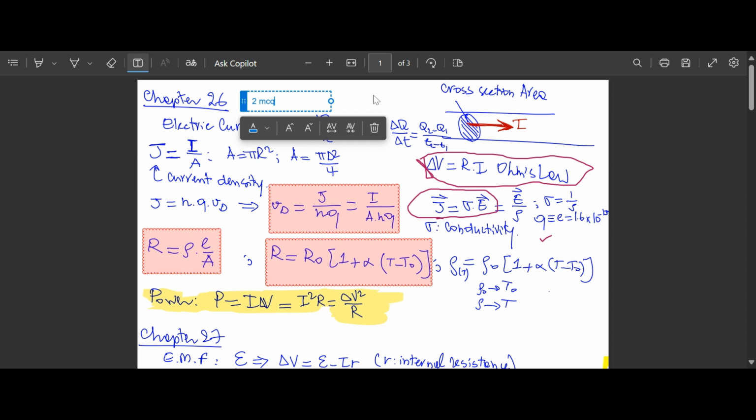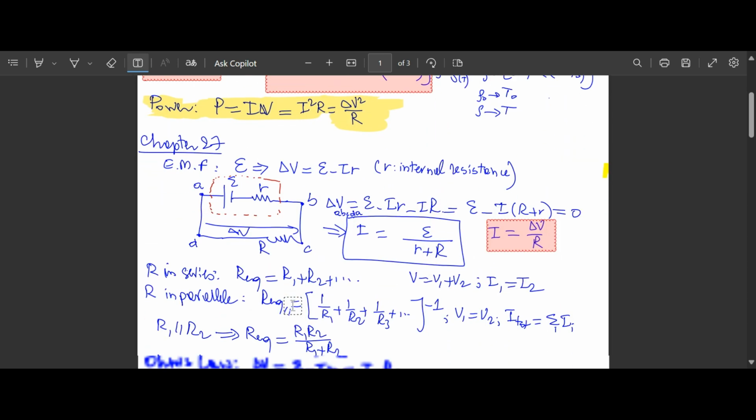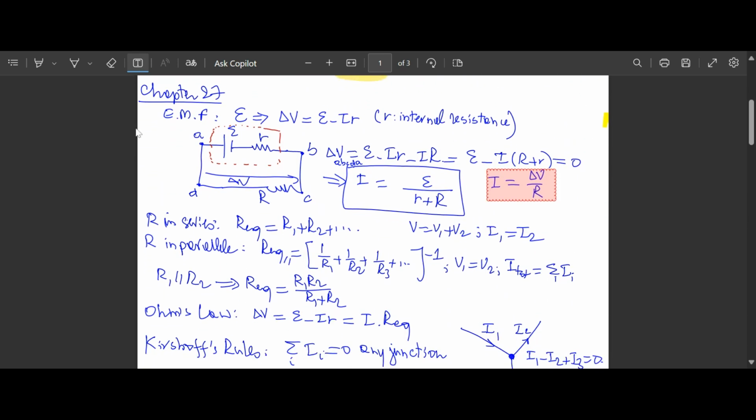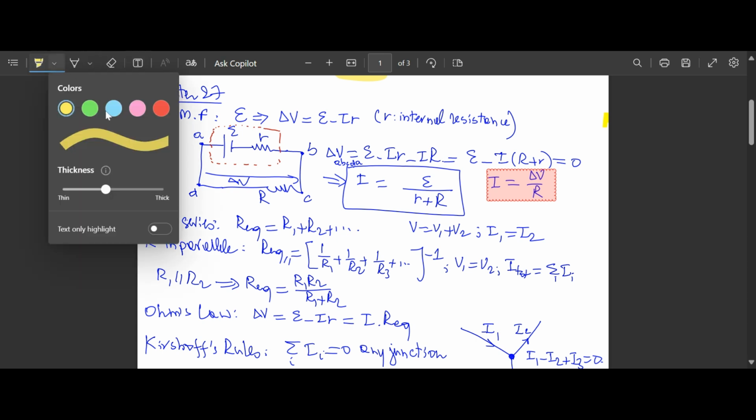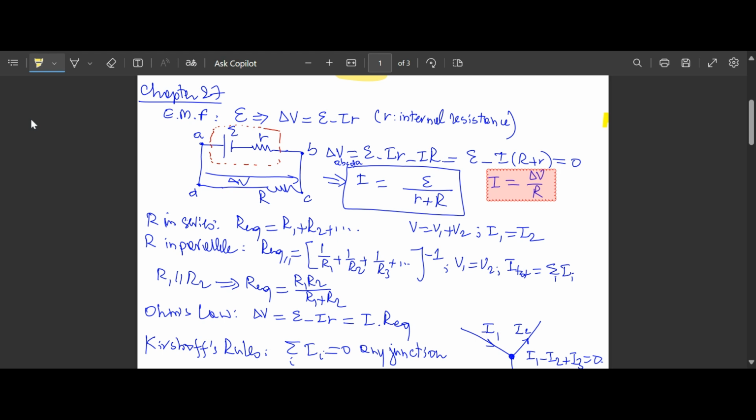Chapter 27, guys, it's a continuity of electricity, but this time we define how we deal with resistors if they are in series or in parallel, or if they are not series and not parallel, because there are three cases: either series, or parallel, or not this one, not the other one. This is possible.